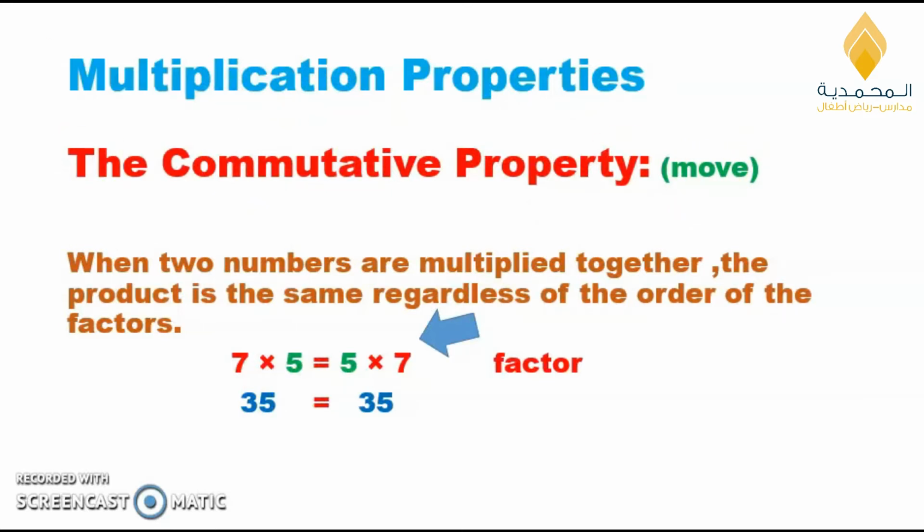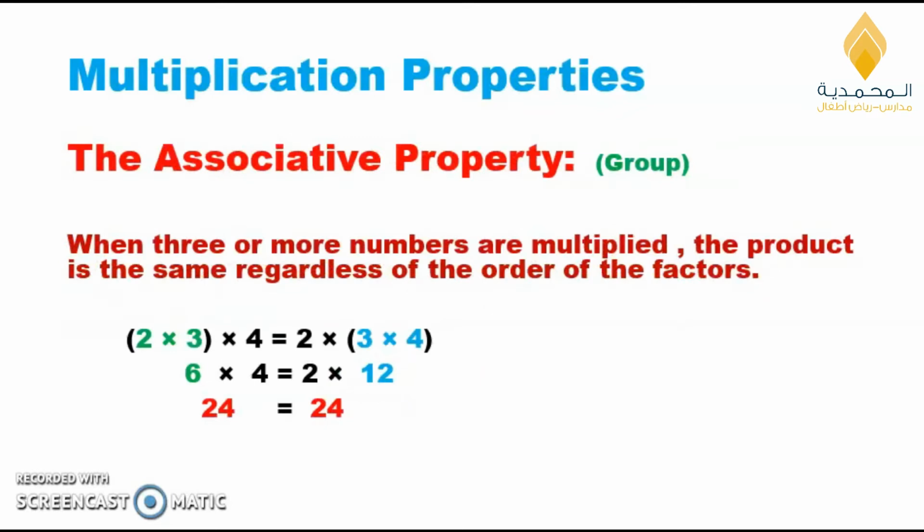Let's talk about the second one, which is the associative property. Again, with the associative property, you have to think of group. What's the meaning of that? When 3 or more numbers are multiplied, the product is the same regardless of the grouping of the factors. 2, 3 and 4 are all factors. Factors means numbers. For example, we have 2 times 3 between brackets, times 4.